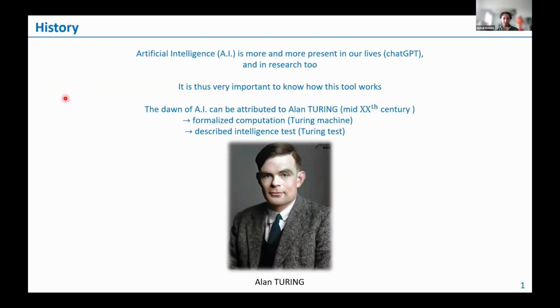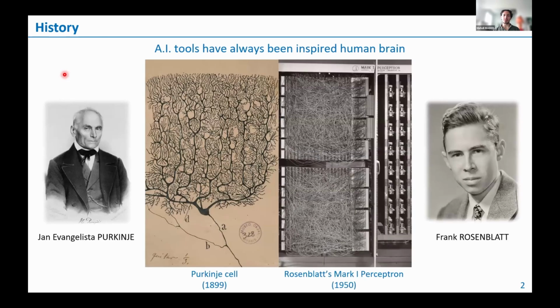AI is present everywhere nowadays in our lives and even in research. The beginning of it can be set to the mid 20th century. First, theoretically, with the work of Alan Turing, who mathematically formalized computation and rigorously described ways of measuring intelligence that are still used today. And in a more practical way, the work of Frank Rosenblatt, who made the first learning machine, called the Mark I Perceptron, which was able to, for example, classify photos of men and women.